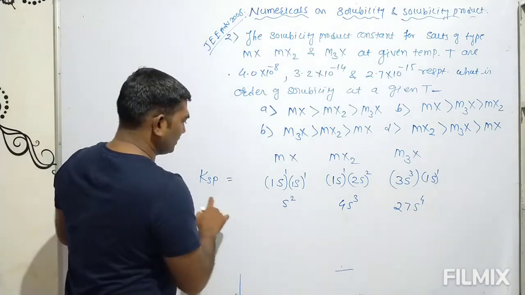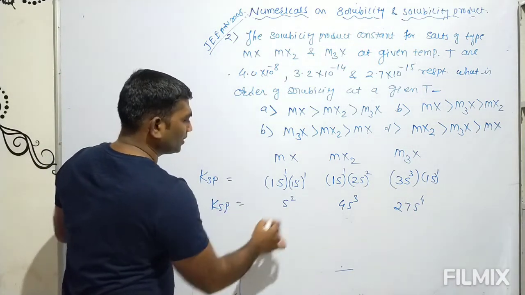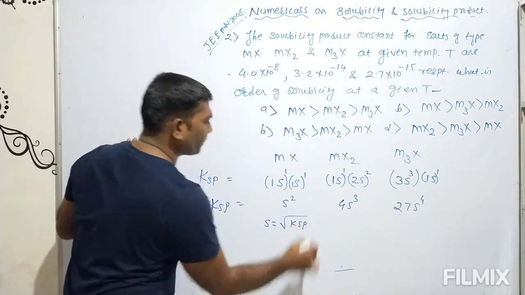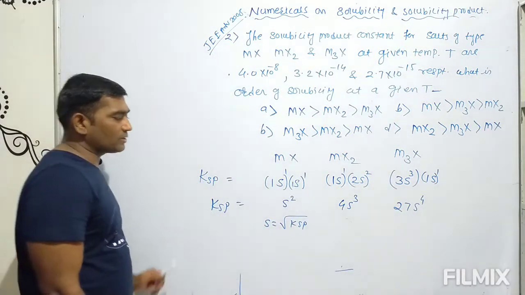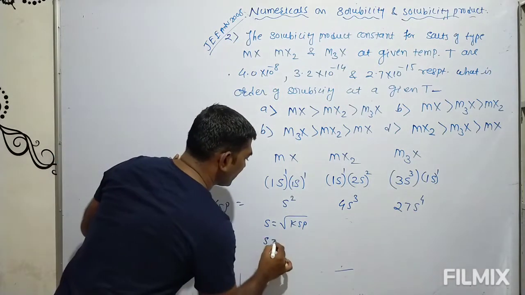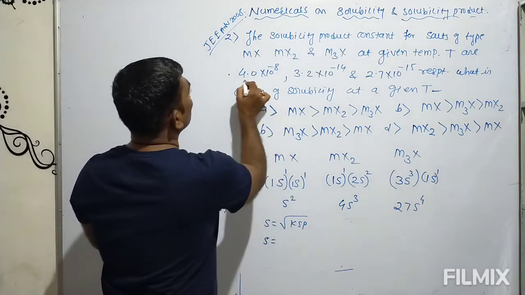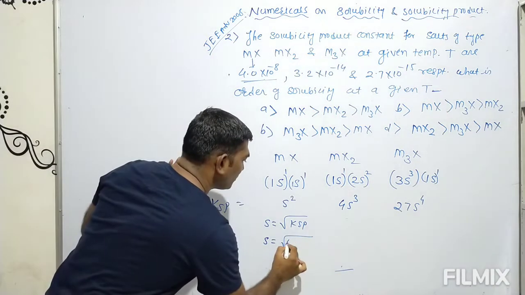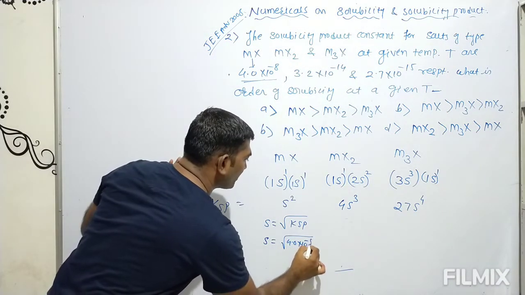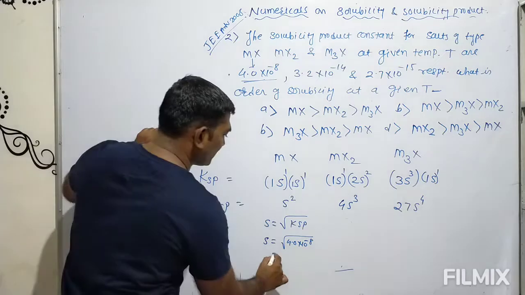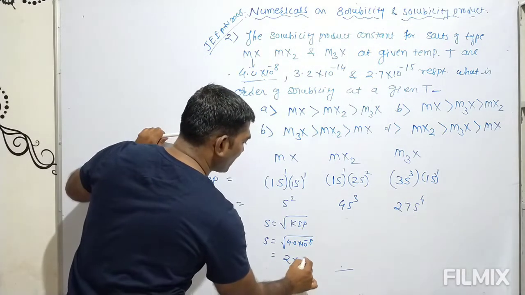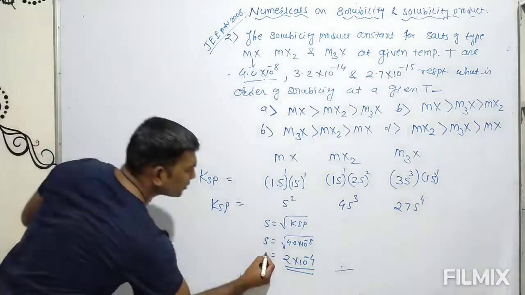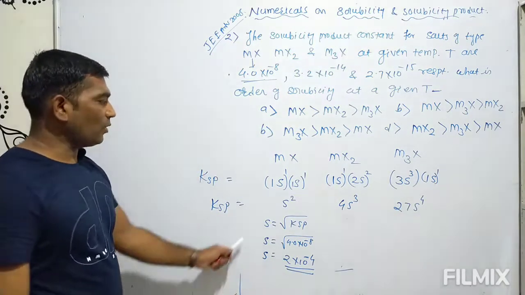Now here this is the value for Ksp. S is equal to under root Ksp. So what is the Ksp value for this salt? This one. So here this is 4.0 into 10 to the power minus 8. So this becomes S is equal to 2 into 10 to the power minus 4. This is the solubility value for this salt.